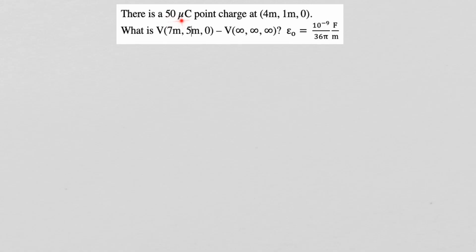We're given a 50 microcoulomb point charge at (4, 1, 0), and we're asked to find the potential difference between the point (7, 5, 0) and infinity. Let's begin by drawing a picture.